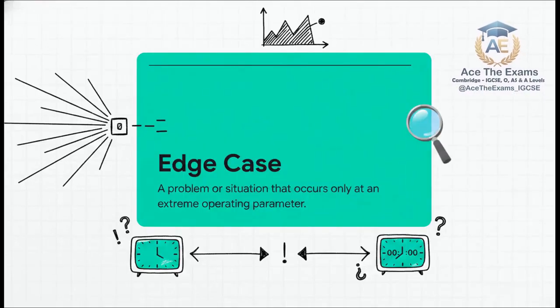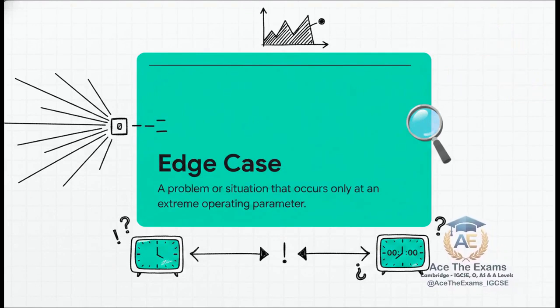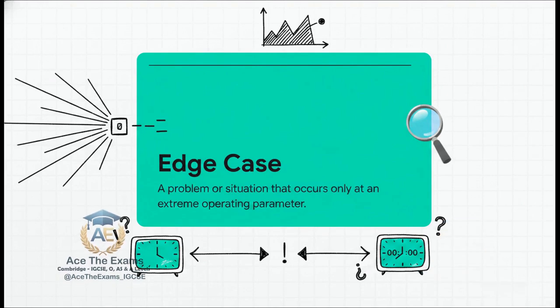Let's zoom in on mistake number 2 for a second. What exactly is an edge case? Well, by definition, it's a problem or situation that occurs only at an extreme operating parameter. Think about it. When you're writing an algorithm or analyzing how a system processes data, you can't just test the normal, happy path expected inputs.